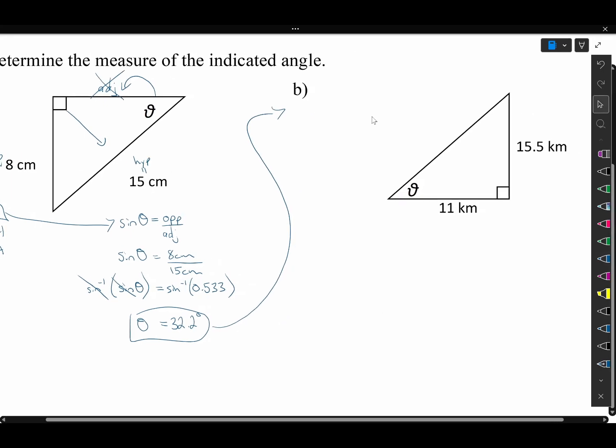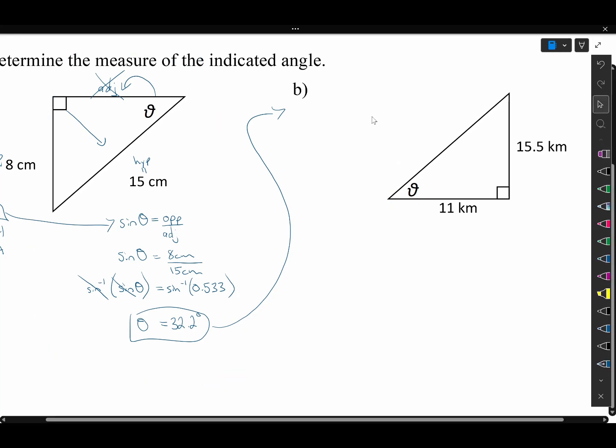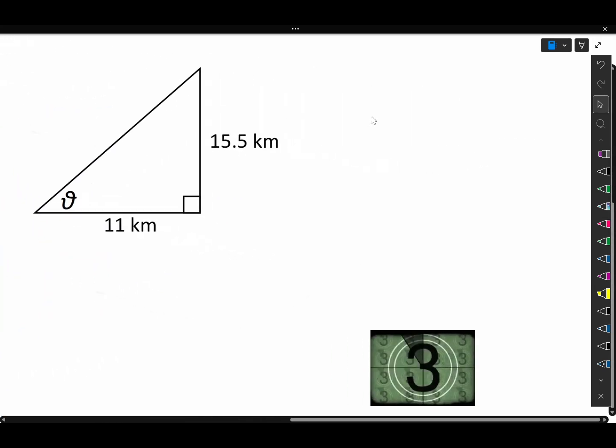Question B here, same thing. They have given us a right triangle. They're looking to find an unknown angle. I want you to pause the video, use all of the skills we just practiced. I want you to try it out, see if you can handle it, because in 3 seconds we'll be going through it together here.